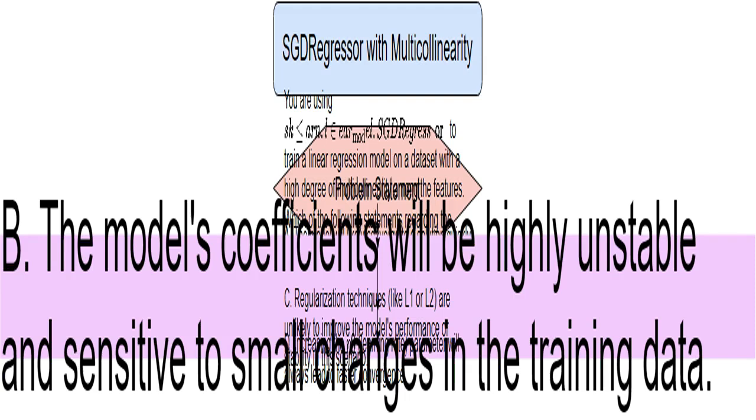This statement is true. Multicollinearity means features are highly correlated. In such cases, SGDRegressor struggles to isolate each feature's impact, leading to unstable and highly variable coefficient estimates. Small data variations result in significant changes to the model's coefficients.